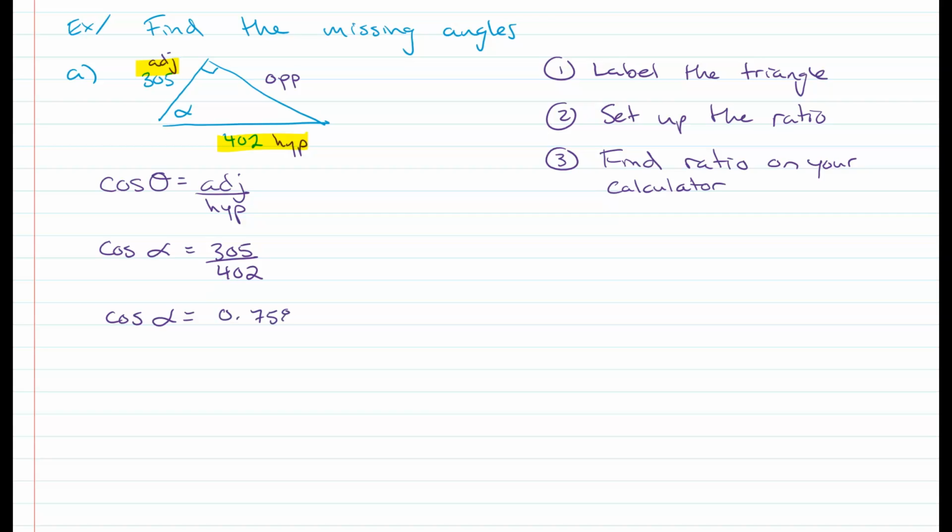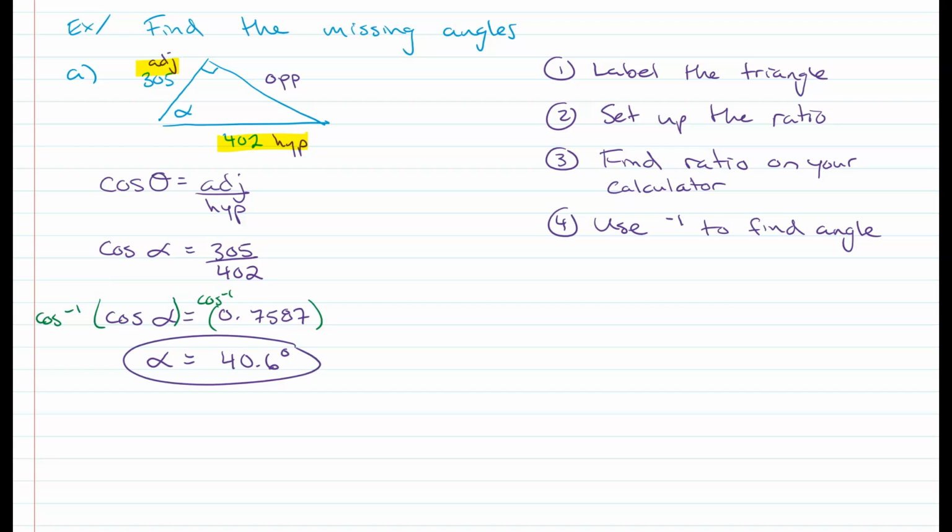So 0.7587. And now when we're trying to find an angle, this step 4, we're going to use that -1, that inverse function, to find the unknown angle. So this is a cosine, so I'm going to use cos -1 on both sides, and I'll be left with alpha equals 40.6 degrees.